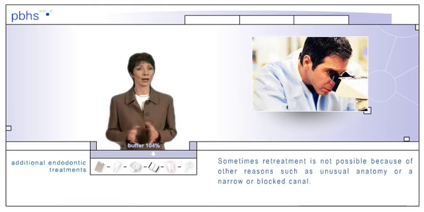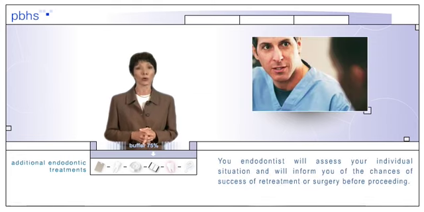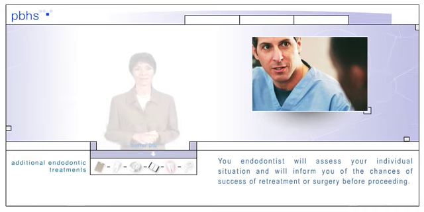Sometimes retreatment is not possible because of other reasons, such as unusual anatomy or a narrow or blocked canal. Your endodontist will assess your individual situation and will inform you of the chances of success of retreatment and if surgery is an option before proceeding with treatment.